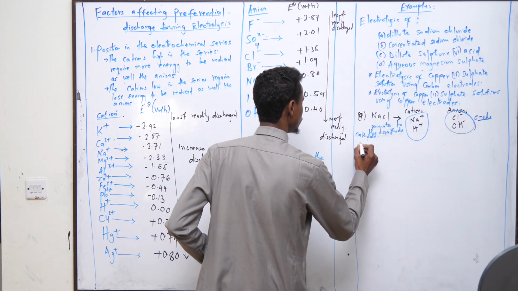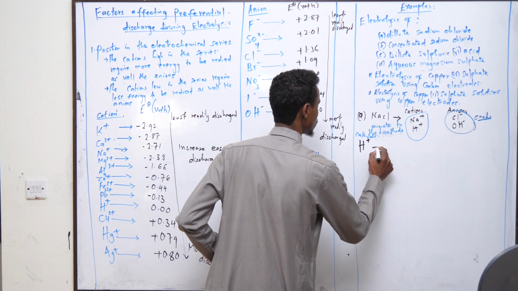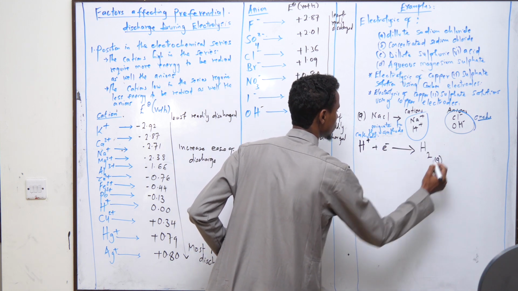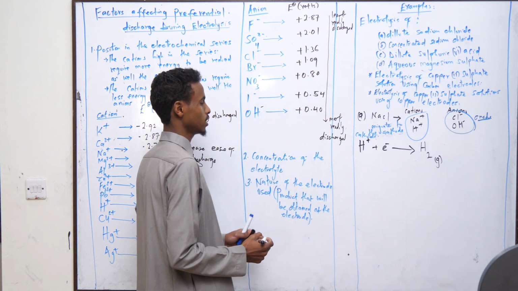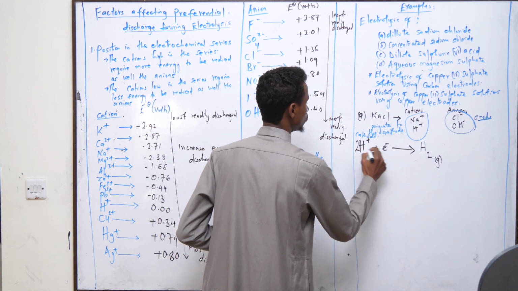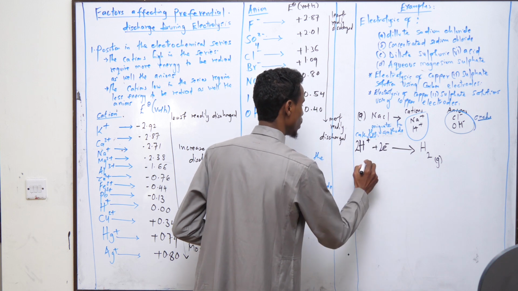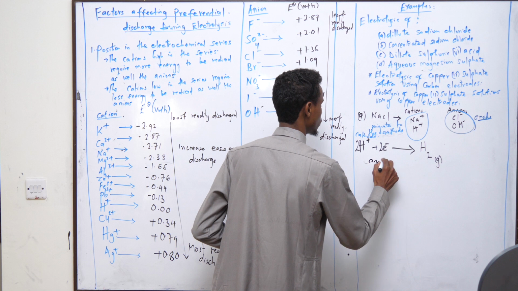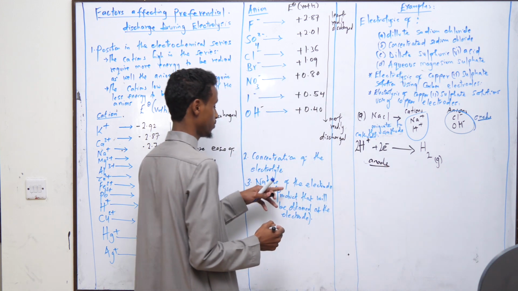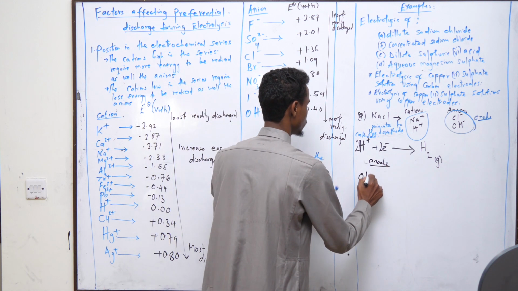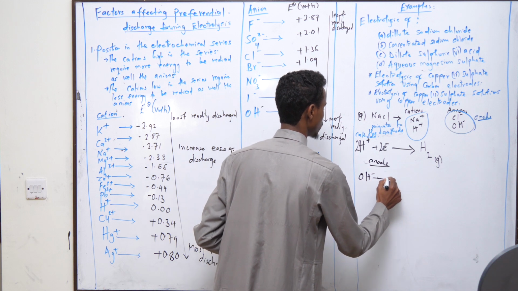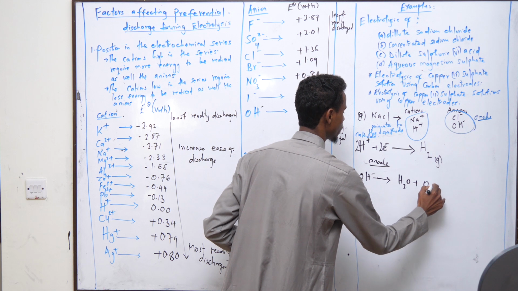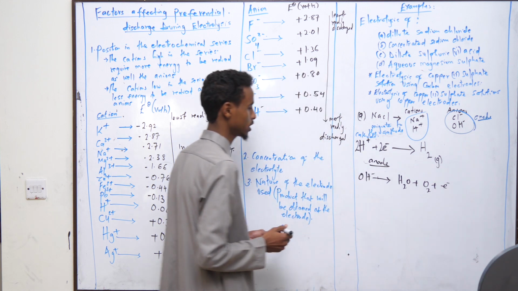This one, hydrogen ions plus electron to form hydrogen gas. From there we can balance 2 and 2. Now at the anode we have the hydroxide preferentially discharging to form water plus oxygen gas plus electron.